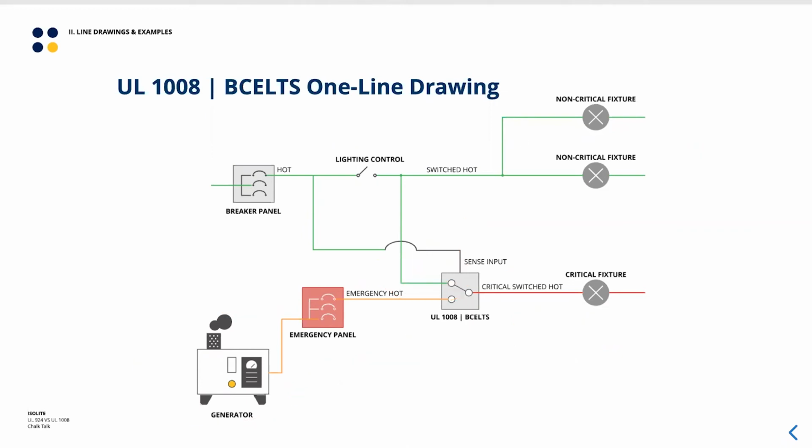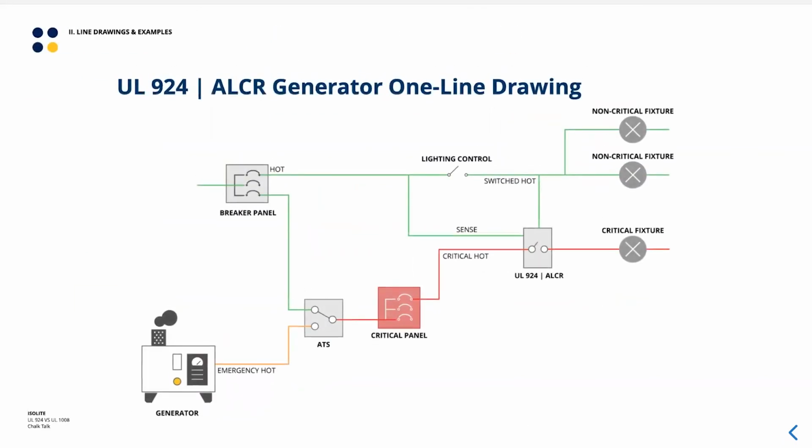Now, this is a pretty good diagram that illustrates how those BCELTS devices work, but I will admit that this is good for a wiring diagram that goes into an instruction manual, but this isn't how the vast majority of big generator-based systems get architected. What actually happens is a little bit different. And this is where I said a couple slides ago that you're going to need some UL 1008 style device, but it may not be the BCELTS.